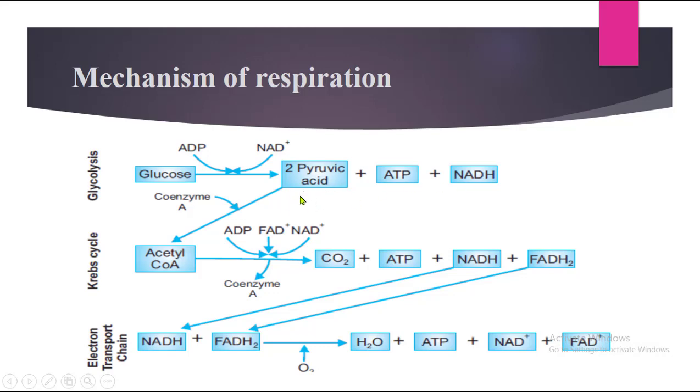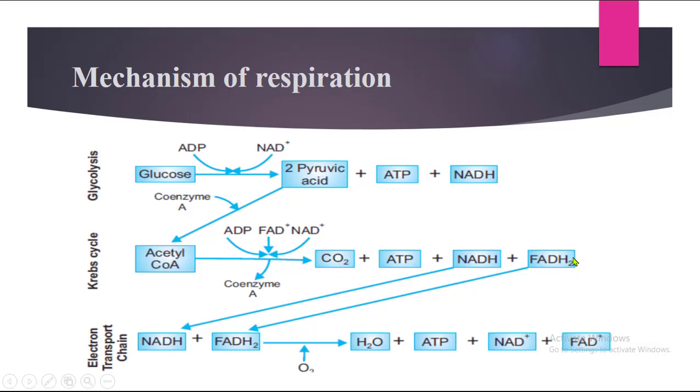What happens to these pyruvic acid molecules is the next step. These pyruvic acid molecules, in presence of the enzyme coenzyme A, are converted into a 2 carbon containing compound, that is acetyl CoA. This acetyl CoA participates in the Krebs cycle, and during that carbon dioxide is released.